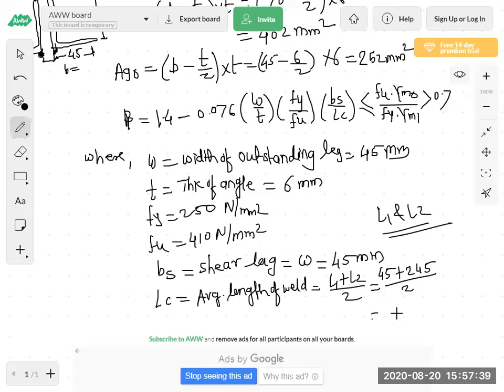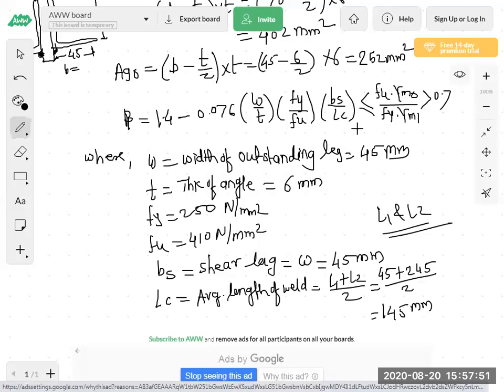So average length is 145 mm. So these are the unknowns we have found out from this beta formula.